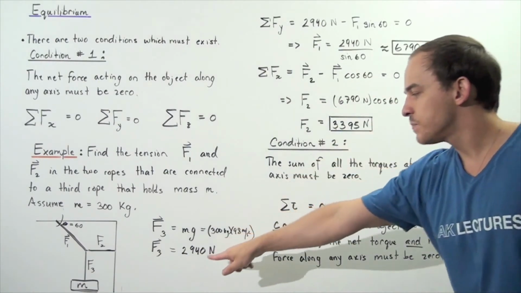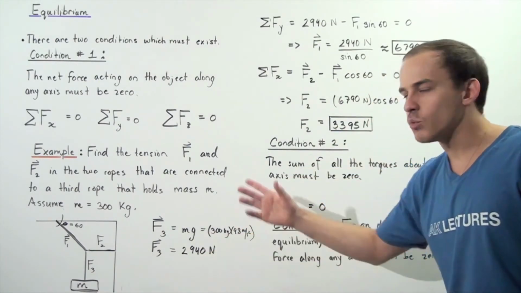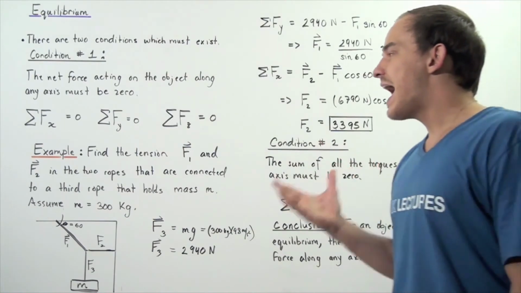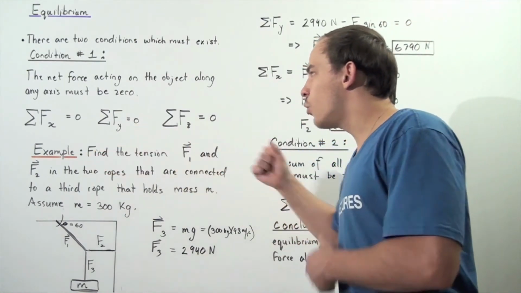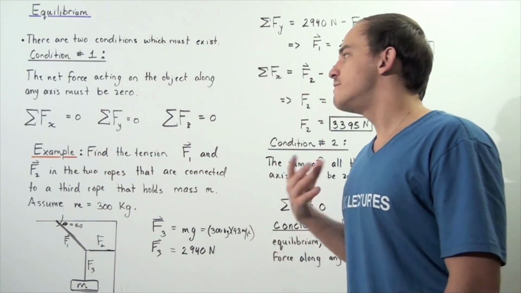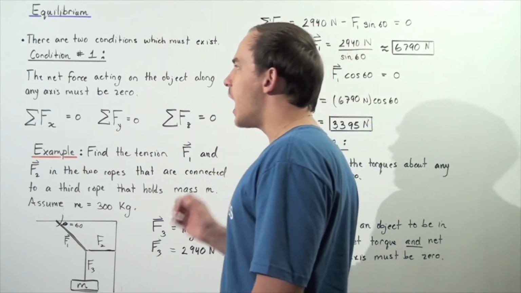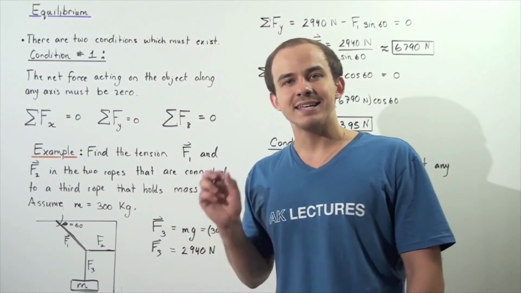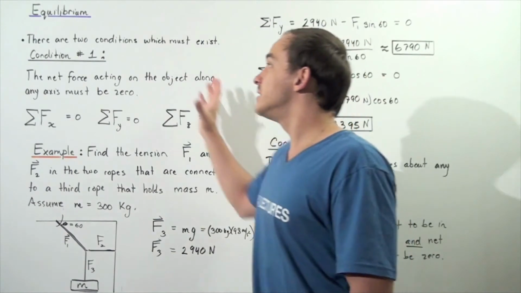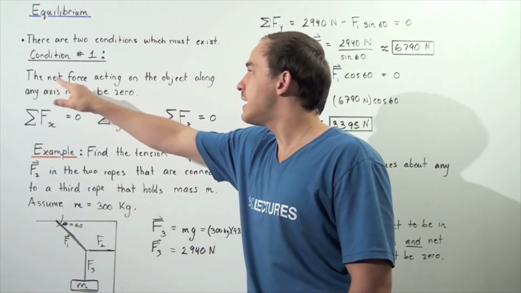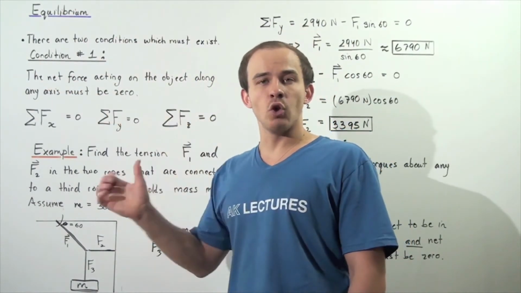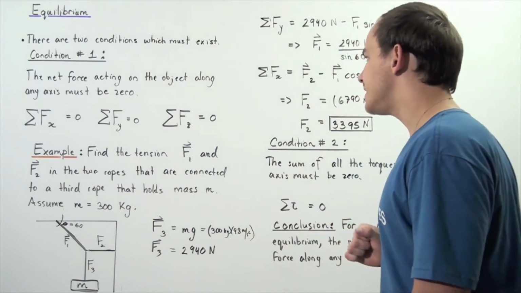So force 2 has this quantity, force 1 has this quantity, and force 3 has the following quantity. Once again, we can see how we can use these equations to solve various problems in which the object is said to be in static equilibrium. Meaning, condition number 1 holds: the net force acting on the object along any axis is always equal to 0.